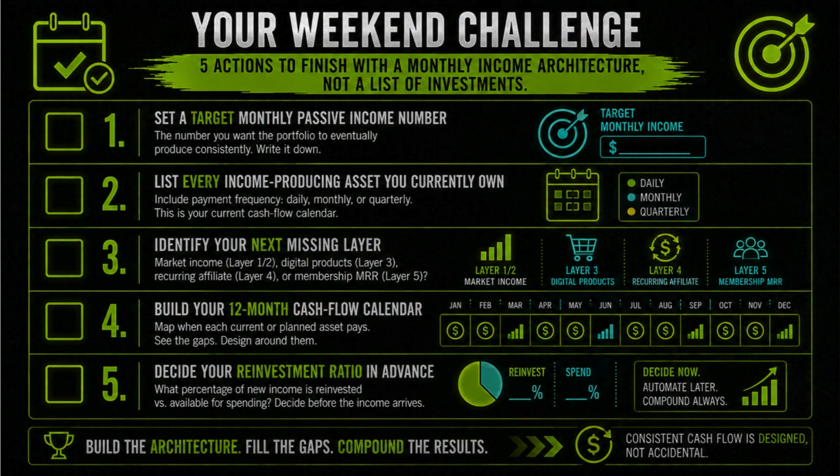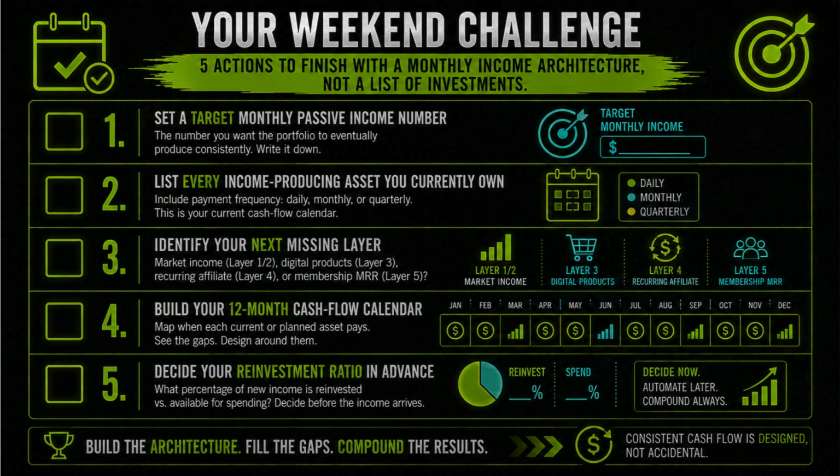Here's your weekend challenge. 5 actions to finish with a monthly income architecture, not a list of investments. Number 1, set a target monthly passive income number, the number you want the portfolio to eventually produce consistently, and write it down. 2, list every income-producing asset you currently own. Include payment frequency: daily, monthly, quarterly. This is your current cash flow calendar. 3, identify your missing layer. Market income, layers 1 and 2. Digital products, layer 3. Recurring affiliate income, layer 4. Or membership MRR. That's layer 5.